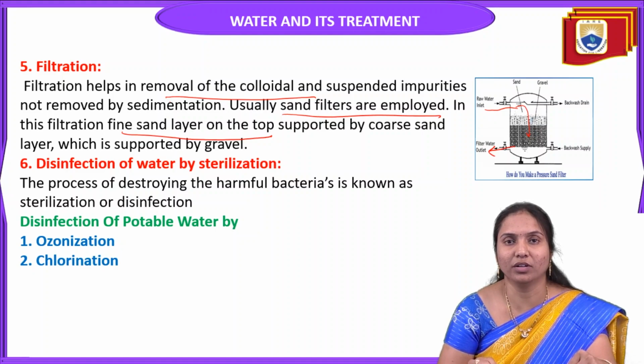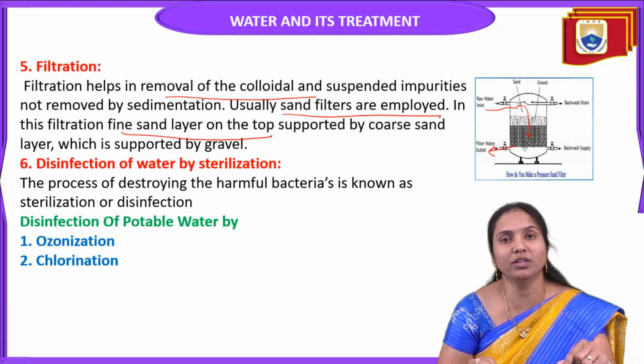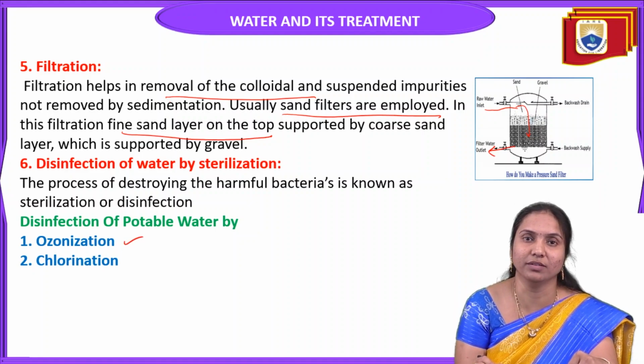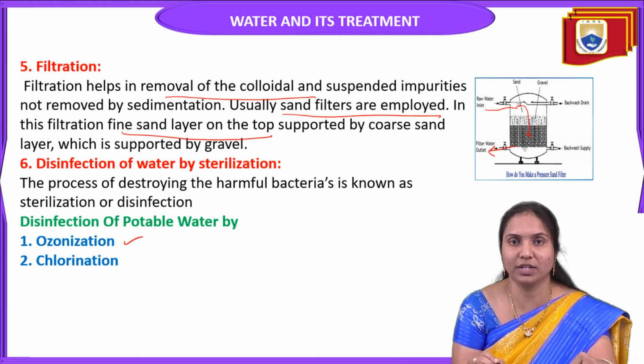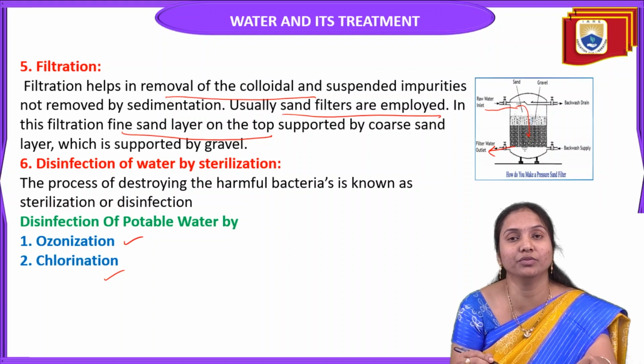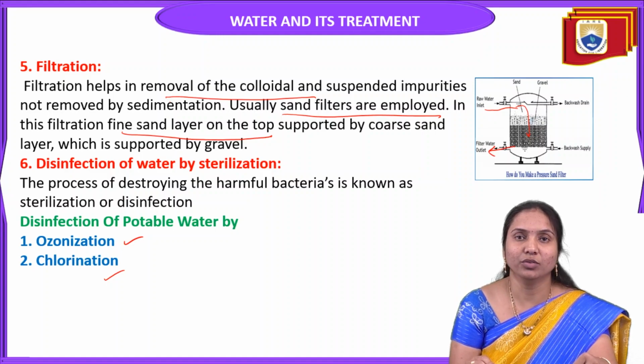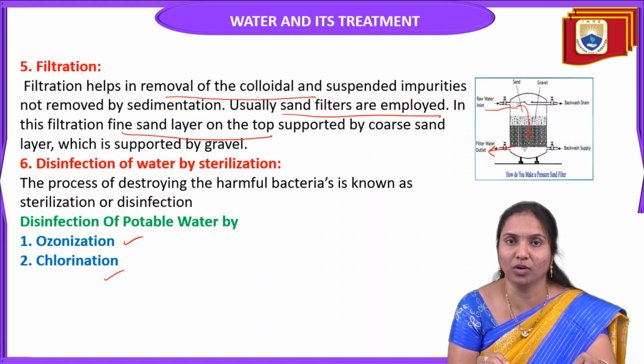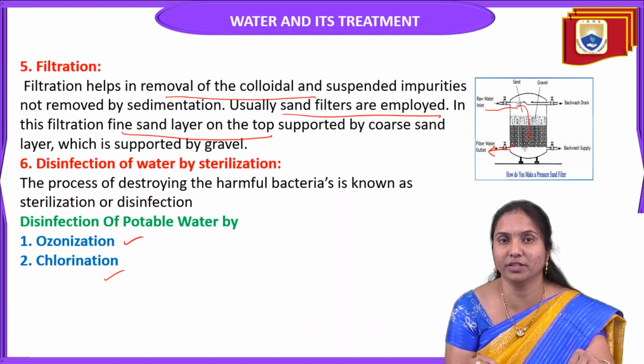Disinfection of water uses two types of chemicals. For disinfection purposes we are using two chemicals, one is ozone and the other is chlorine. If we are using ozone, this process is called disinfection of water by ozonization. If we are using chlorine to remove the bacteria, this is called disinfection of water by chlorination method. In total, there are 6 steps in the treatment of potable water. With all the 6 steps we can remove all the impurities present in water. In screening we can remove only floating materials, wood pieces, heavy objects, etc.